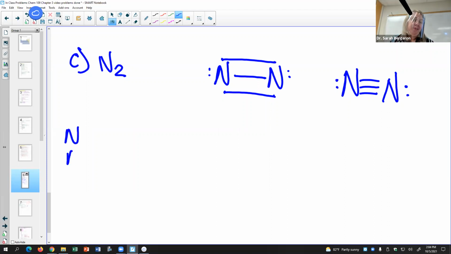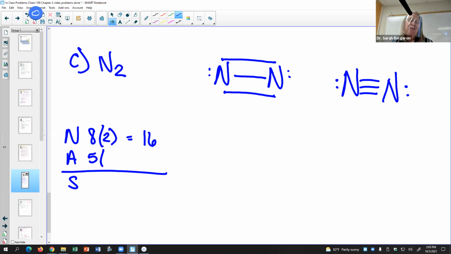Sure. So nitrogen, how many valence electrons does it need to be happy? 8, and we have 2 atoms, so that is 16. Available is only 5, right? We have 2 atoms, so that's 10. So 16 minus 10 is 6. So 6 valence electrons divided by 2 tells you 3 bonds.